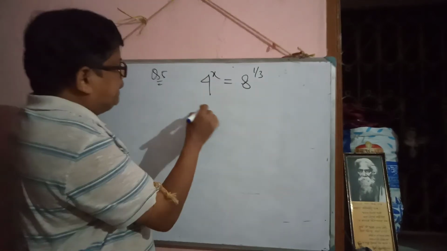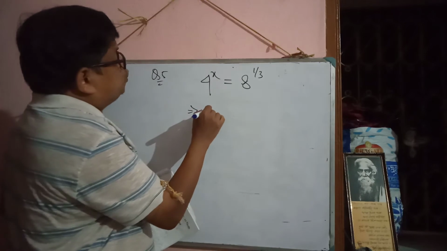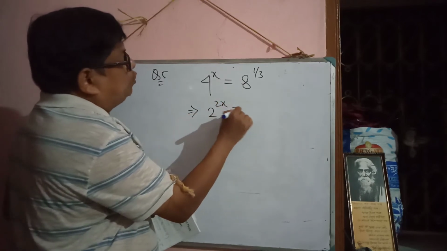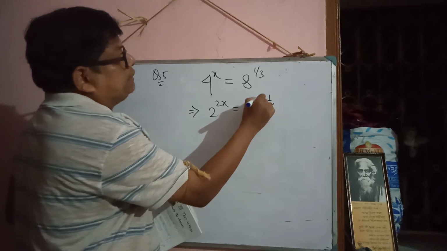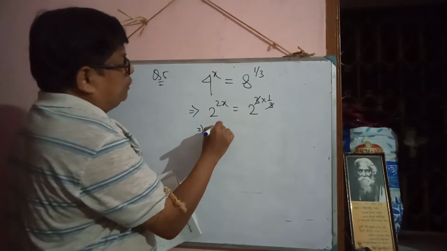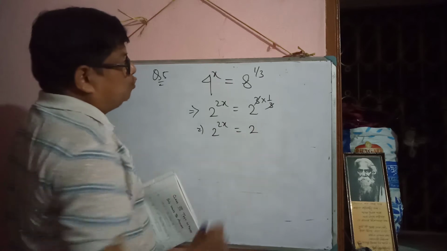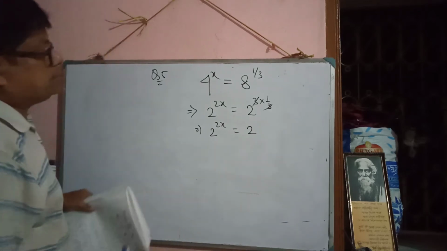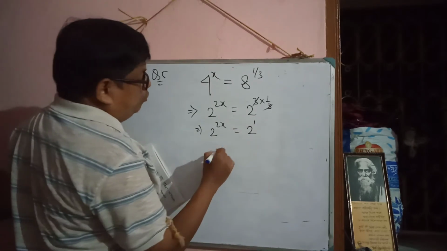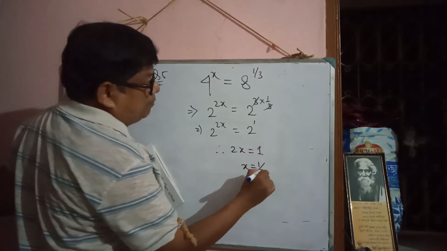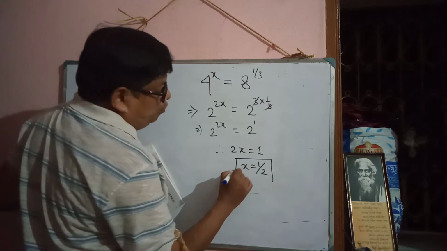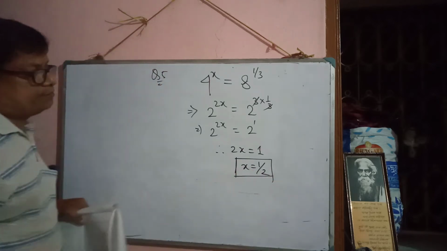So this part we can write 2 to the power 2x equal to, 8 can be 2 cube whole to the power 1/3. This will cancel, so 2 to the power 2x equal to 2. Okay, so the base is same here, so the power is also same. So we write 2x equal to 1, x equal to half. This is the answer.